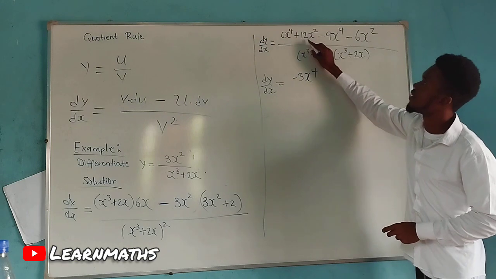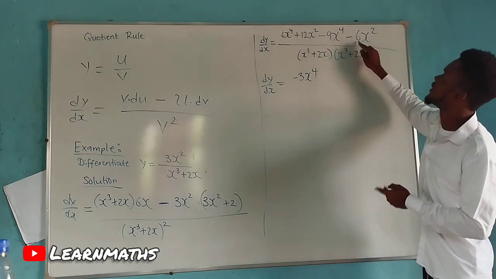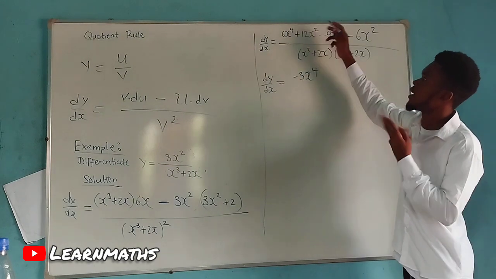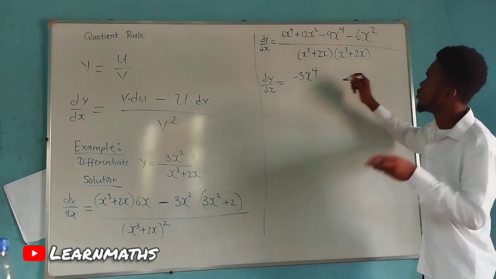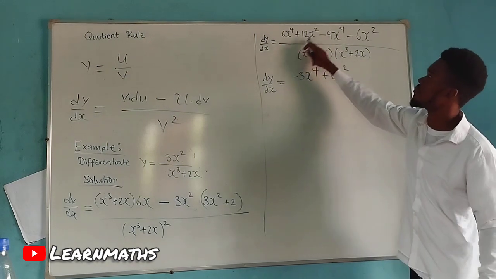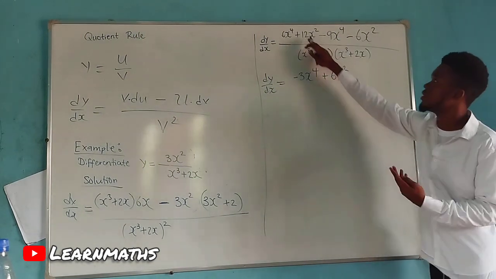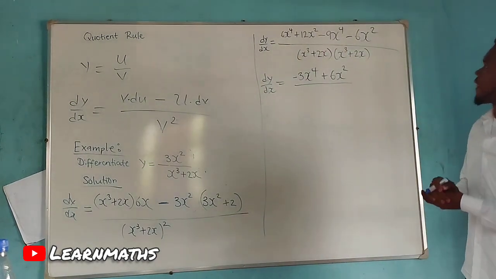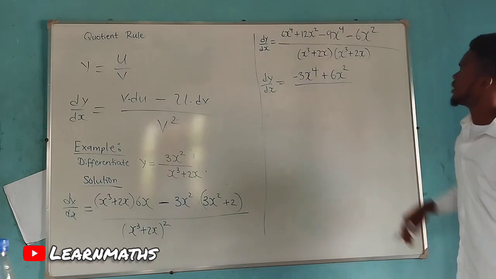Now we have 12x raised to the power 2, and we have minus 6x raised to the power 2. What's going to be the resulting value? We'll be left with just 6x raised to the power 2, since 12 minus 6 is 6, right? That's for the numerator. Now let's expand the denominator.